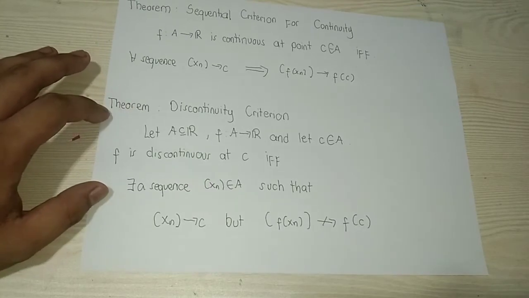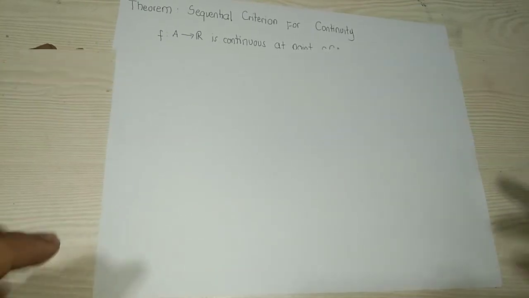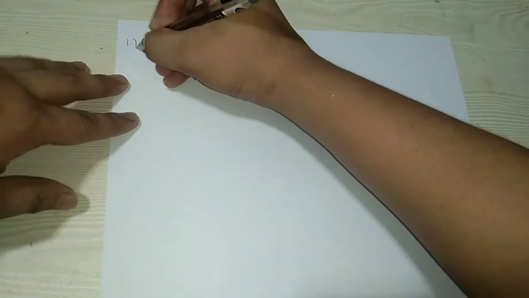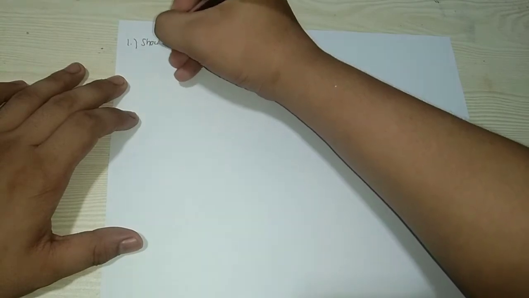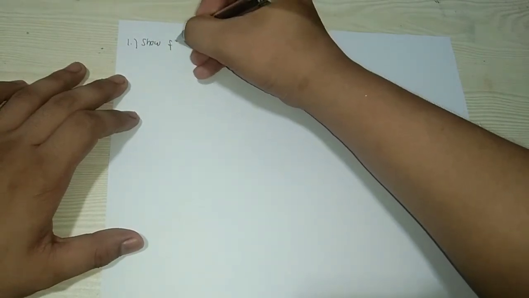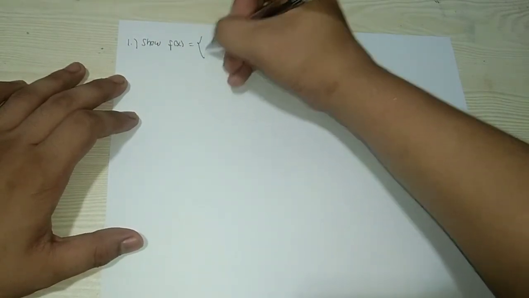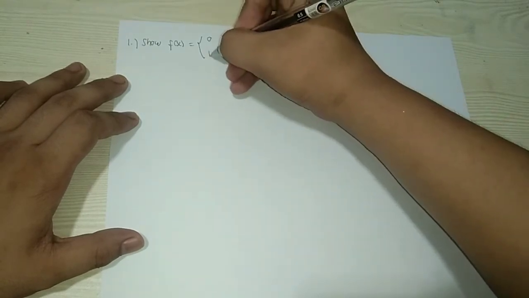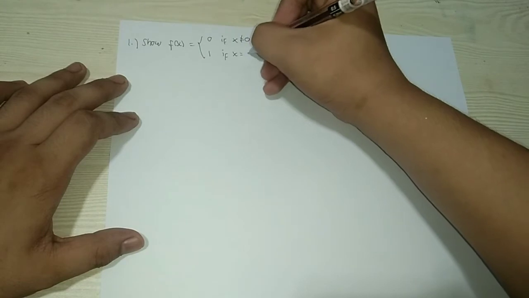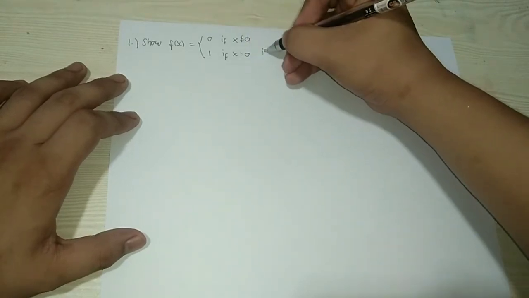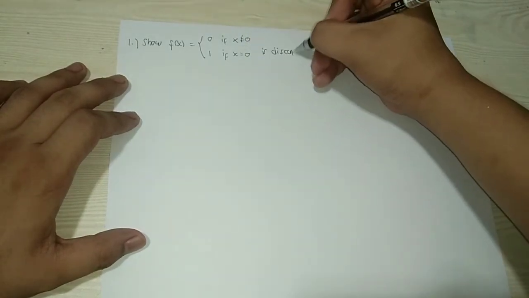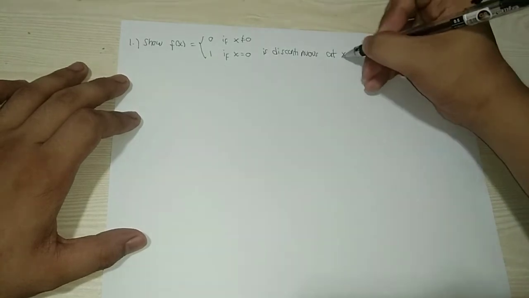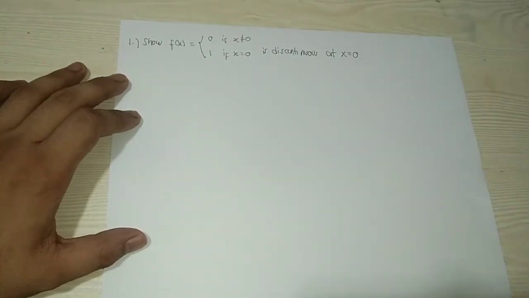Okay, so proceed tayo sa example. Okay, so for example, number 1, show f of x defined by 0 if x is not equal to 0, 1 if x equals 0, is discontinuous at x equals 0.